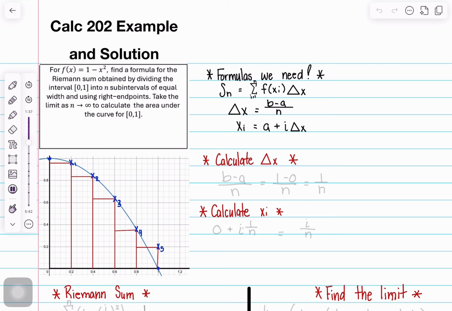Now that we have everything we need to begin the problem, we can start by finding delta x, which is (b - a)/n, which would give us (1 - 0)/n, which is again 1/n. Next, we can calculate x sub i. So we have a equal to 0, plus i times 1/n. We multiply those two together, which gives us i/n.